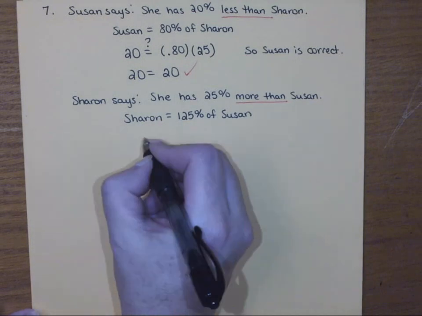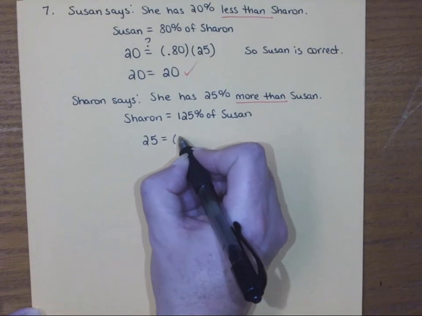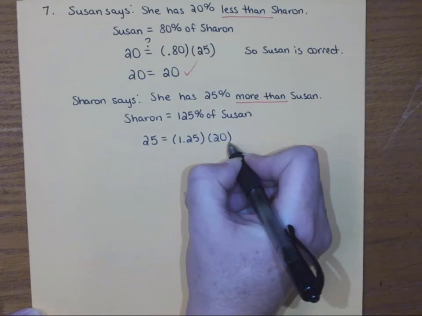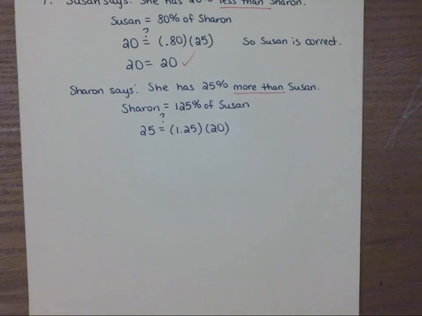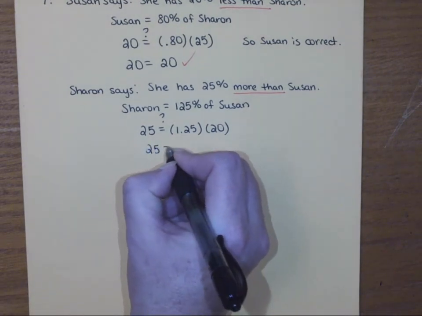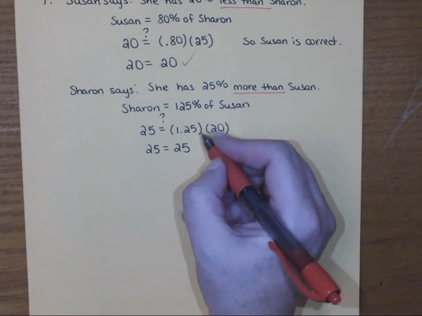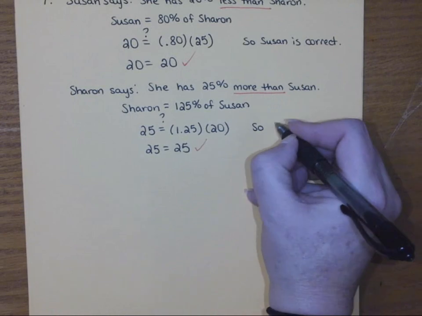So let's see if that works. Sharon, we already know, has $25. If we move the decimal place twice, we get 1.25. So the question is, is this correct? Notice I put a question mark because I'm not sure. And if you punch this in the calculator, it is correct. So you would have been hasty to stop with the first one, because Sharon is also correct.